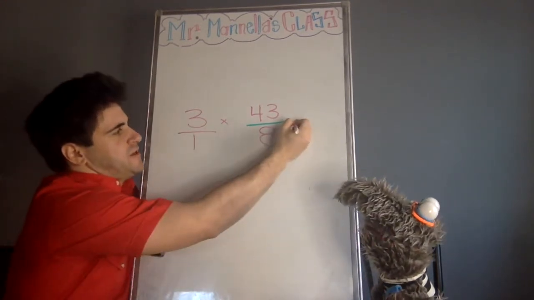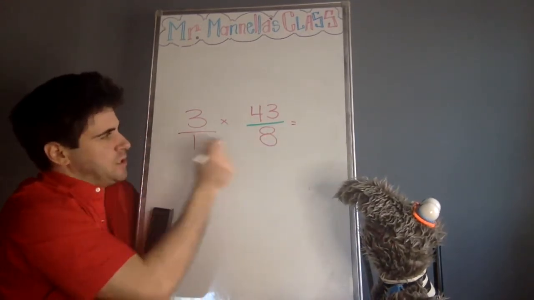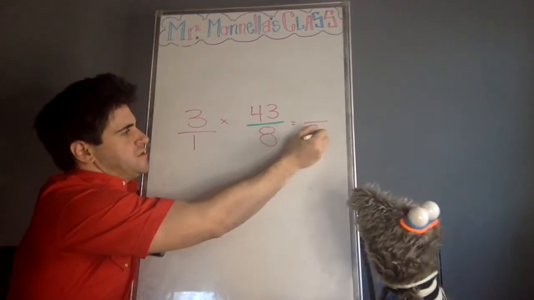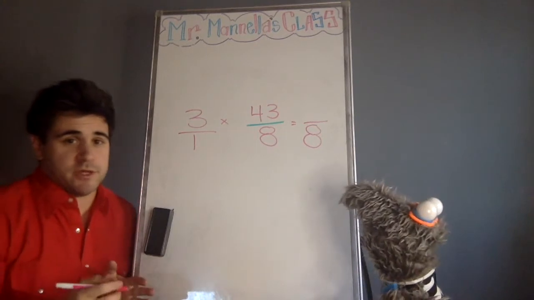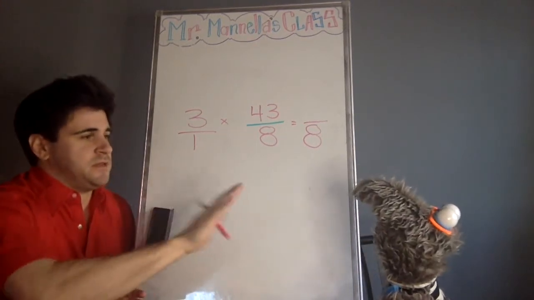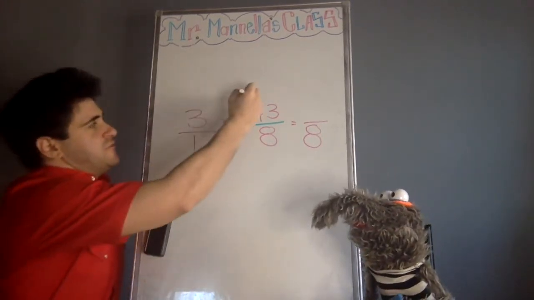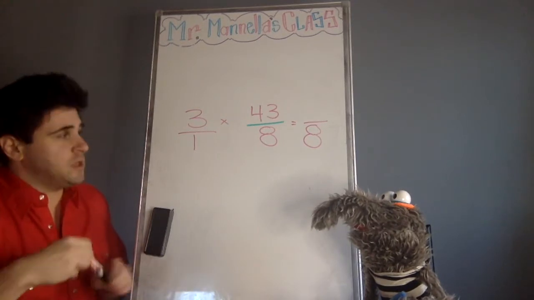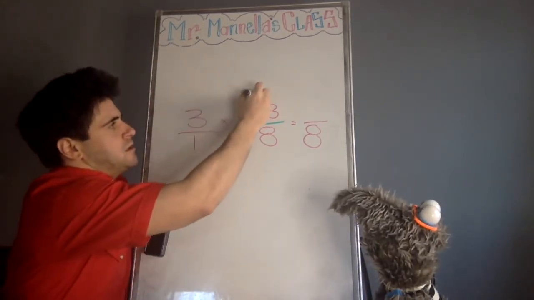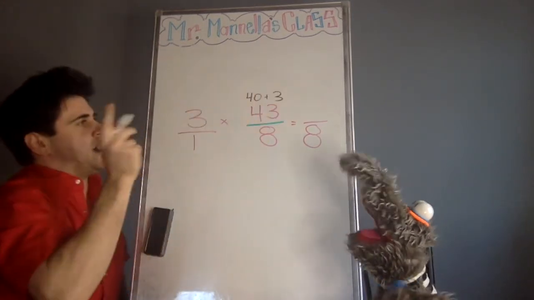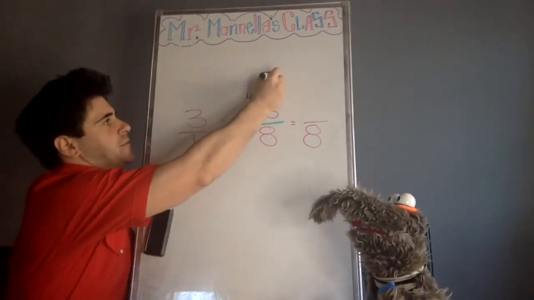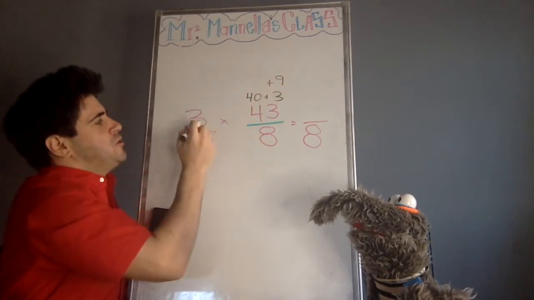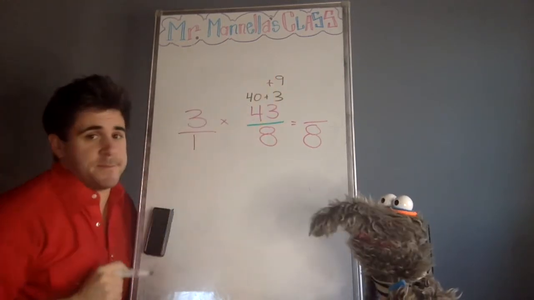Now, let's do the denominator first, because that's real simple. What's 8 times 1? Well, that's just 8. Okay, so we need to do 3 times 43. Easy. Now, 43 is 40 plus 3. Now, break that into parts you know. What's 3 times 3? 9. And you know what 3 times 4 is. What's that? Well, that's 12.